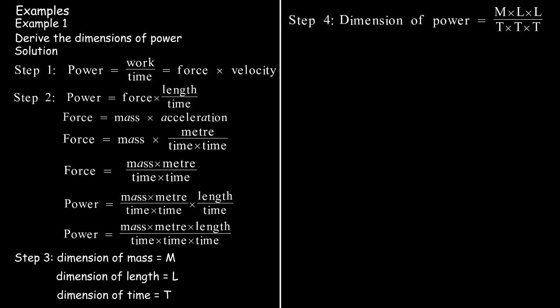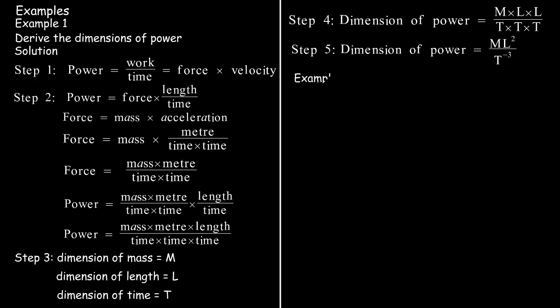So for our step 4, dimension of power becomes M times L divided by T times T times T. We have now substituted the quantities with their abbreviation or their dimension. So our final step, the dimension of power will be equal to ML squared divided by T raised to the power of minus 3. That's multiplying everything in step 4.